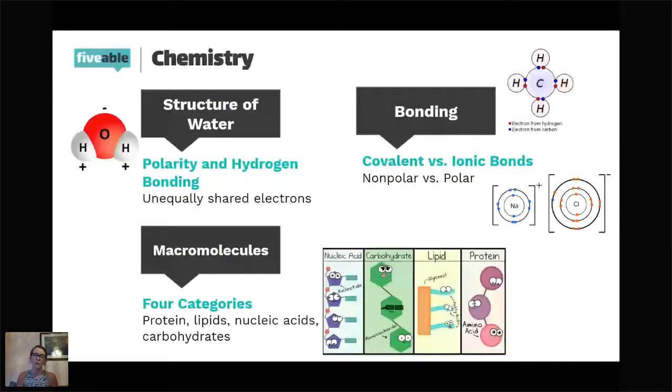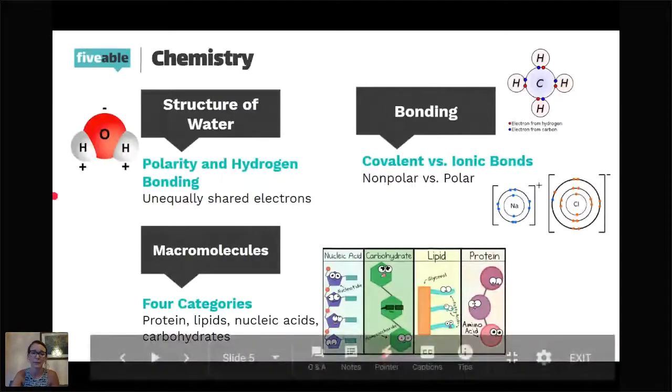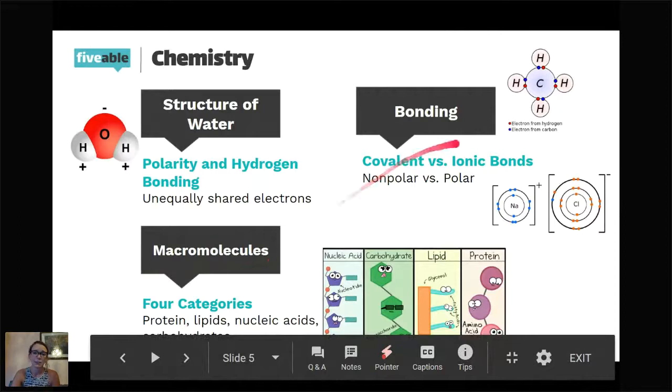Macromolecules are large groups of molecules, and they're the four molecules that make up everything that is us, that is living. Okay, so the four major categories that you should be familiar with going into this class: nucleic acids.